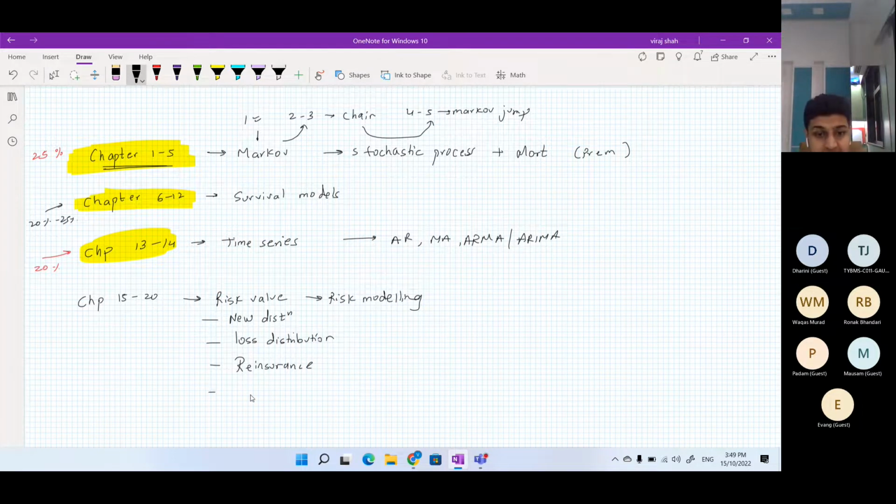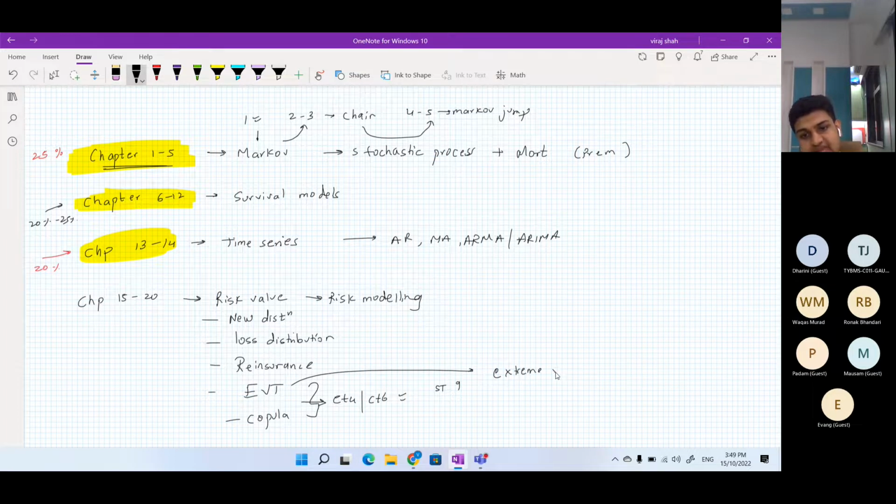Then we'll be looking at some new chapters, which are EVT and copula. These chapters were not in your CT4, not in your CT6. These are completely new chapters, which have been extracted from SP9, or you can say ST9. Now let me give an example. What do you mean by EVT? Extreme value theory.